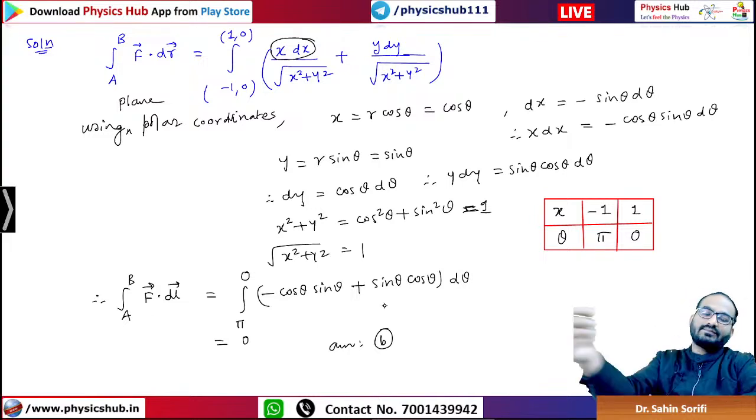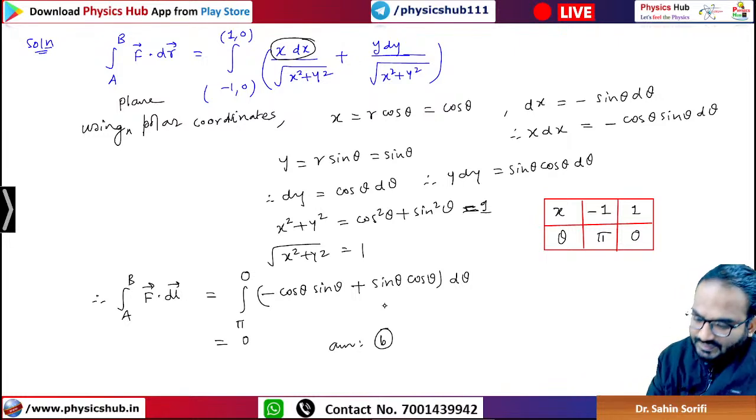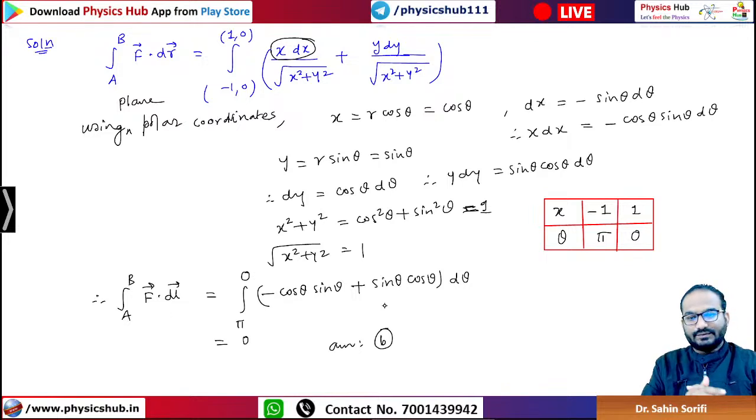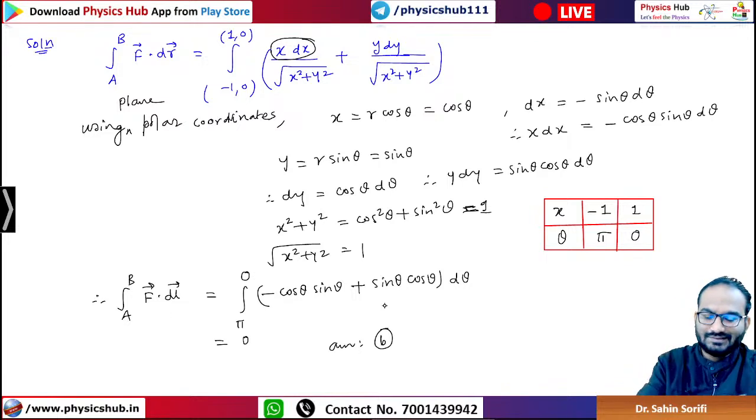Okay, so I think this is enough for line integral. Next we are going to move to surface integral. Surface integral is also a very interesting thing and easy as compared to the line integral. So let's talk about surface integration of vectors.